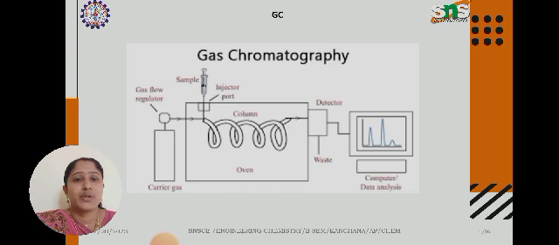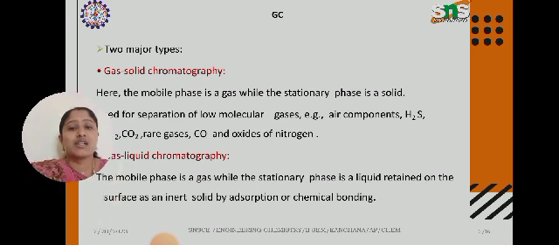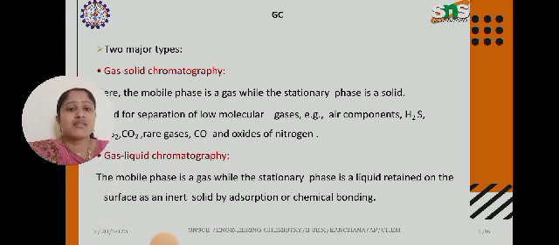Instrumentation of gas chromatography. Two major types: gas solid chromatography and gas liquid chromatography. In gas solid chromatography, the mobile phase is gas while the stationary phase is solid, used for separation of low molecular weight gases, for example air components, hydrogen sulfide, CS2, carbon dioxide, rare gases, carbon monoxide and oxides of nitrogen. And in gas liquid chromatography, the mobile phase is gas while the stationary phase is a liquid retained on the surface of an inert solid by adsorption or chemical bonding.